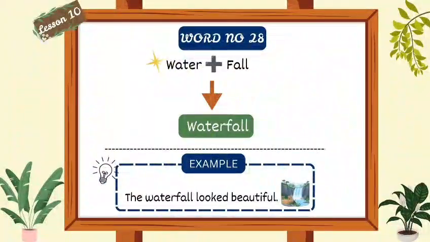Moving on to our next word, water plus fall, and you have the word waterfall. You can say, the waterfall looked beautiful.